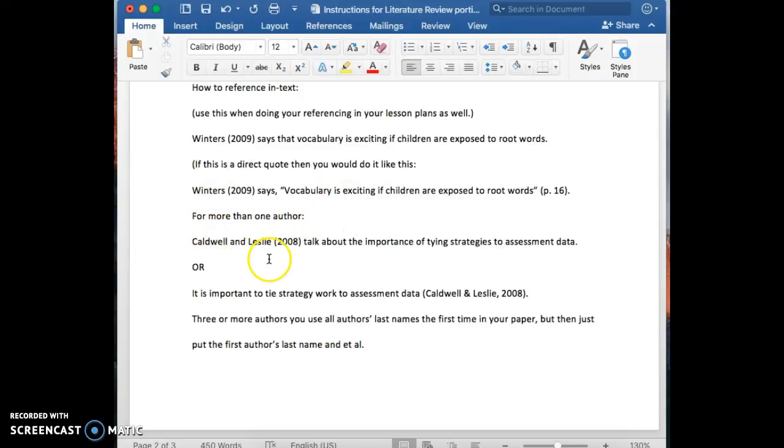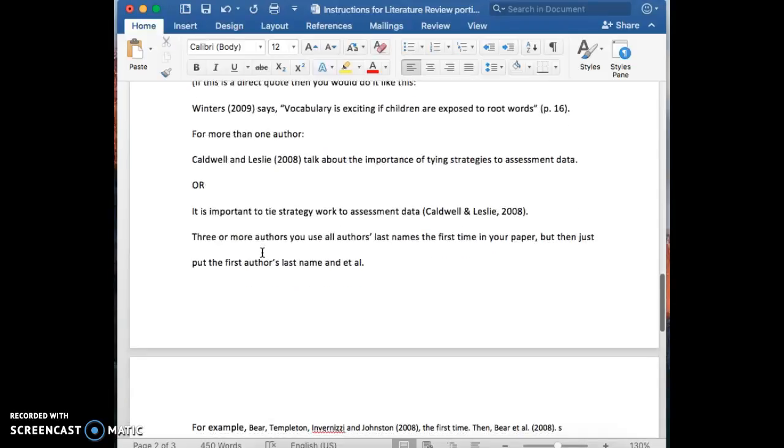Now, if what you're referencing has more than one author, like for example Caldwell and Leslie, you're going to use both of their names. And notice here, because it's in the body of what I'm talking about, I use the word and. Caldwell and Leslie talk about the importance of tying strategies to assessment data. But you could do it just by stating the fact. It is important to tie strategy work to assessment data. And then you reference Caldwell and Leslie. So when I put their names in parentheses, I use the ampersand instead of the word and. So there's a slight difference there. But when there's two authors, you always use both authors' names every time you cite them.